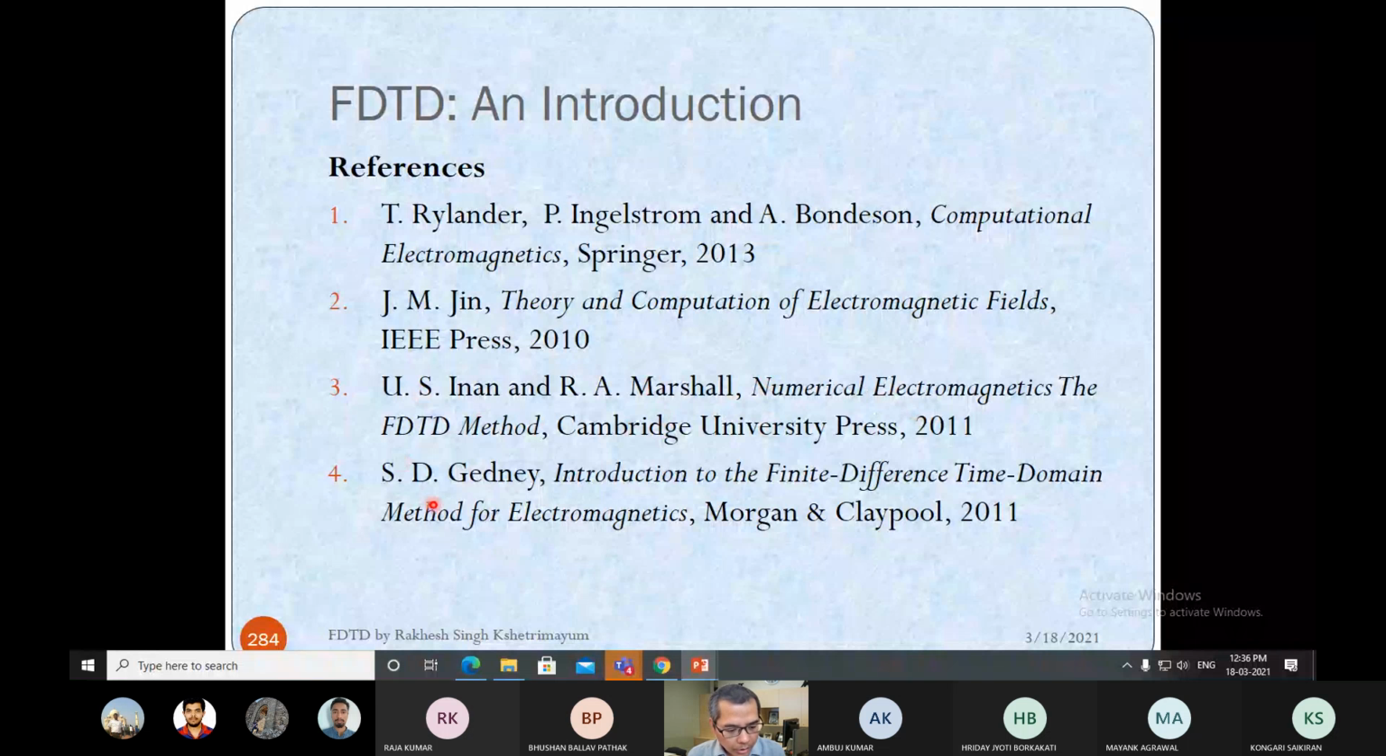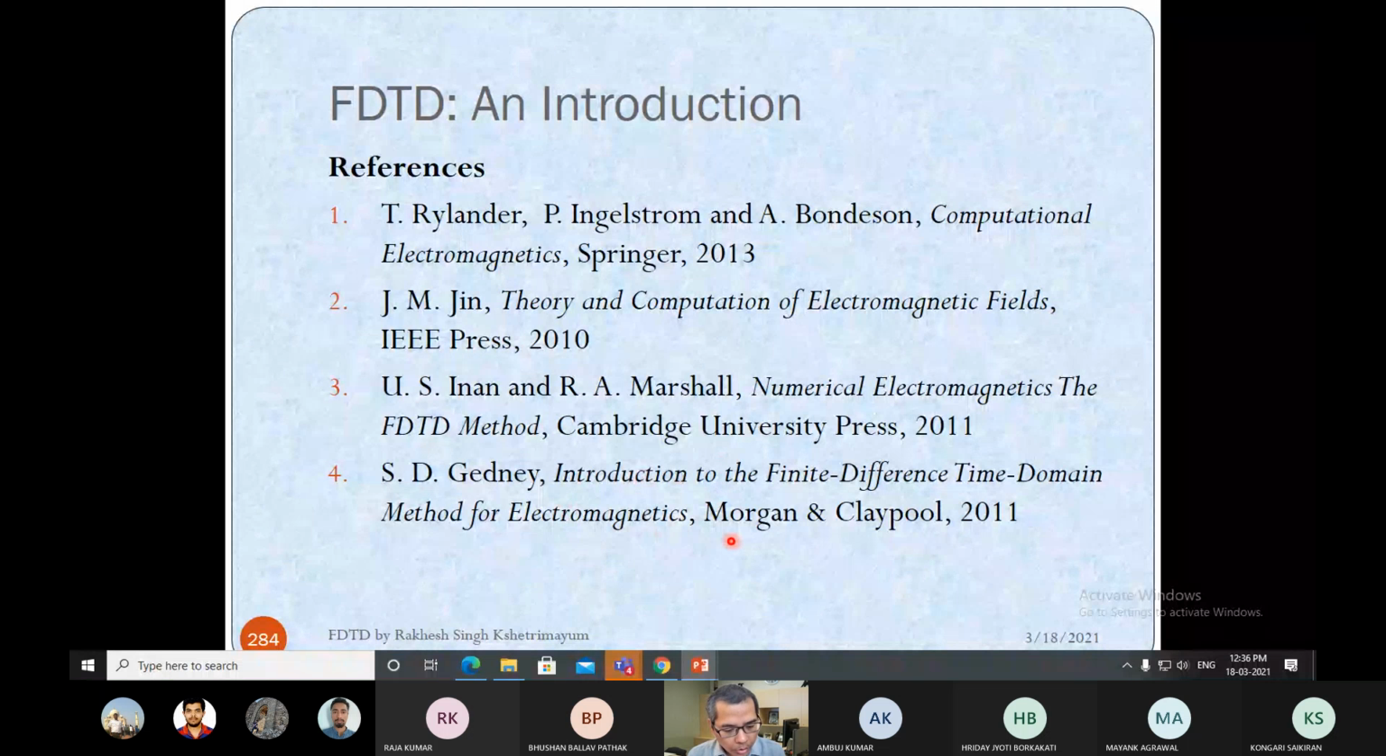And this last book is by Stephen Gedney, I think he's a professor at the University of Kentucky. He was actually a student of Professor Rasmussen. He has an Introduction to the FDTD Method. So he is also one of the original contributors in the FDTD field. And he has written a very thin book which will give you an introduction to the FDTD method along with the latest developments you have on the PML layer, different kinds of PMLs.